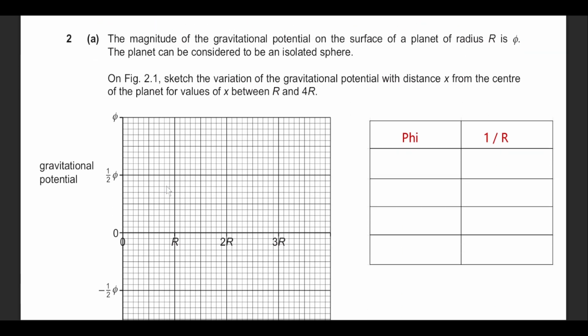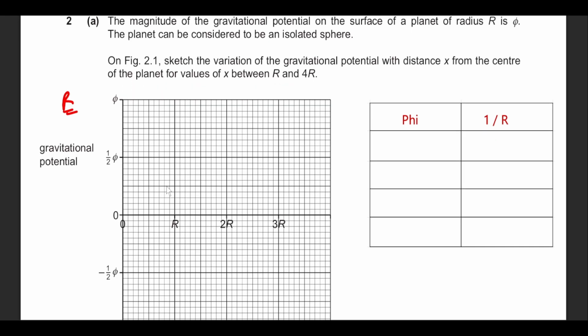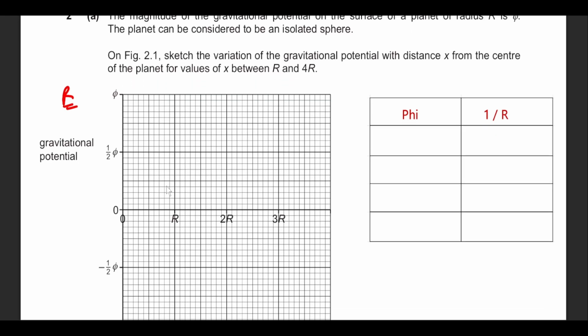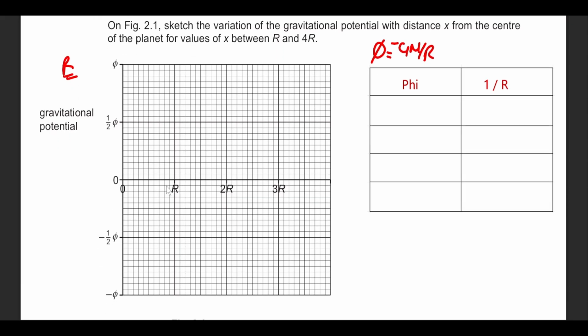Part 2, he says, sketch the graph. It's a very common question. It's repeated again and again. So I've given you a table on the left side, on the right side. So this is phi equals gm over r, if you remember, with a negative sign. Now, how to draw these graphs? I've explained this many times.